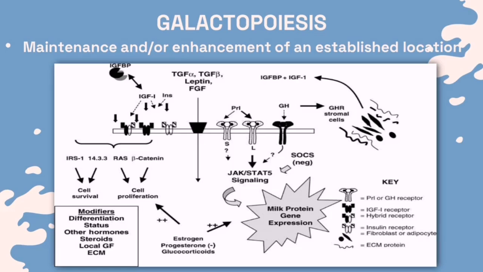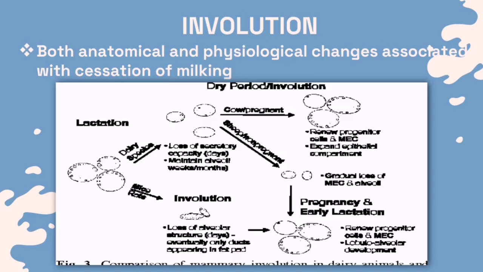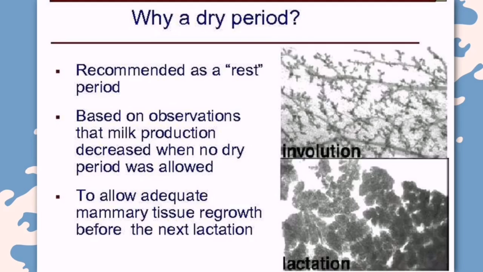The maintenance and enhancement of an established lactation is termed galactopoiesis. The figure below is an example of some major hormones affecting mammary gland development or function. The 4th and last stage of lactation is the involution, also known as the dry period. Its purpose is to allow adequate mammary tissue regrowth before the next lactation.